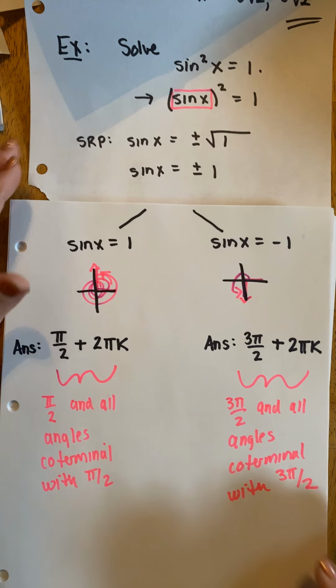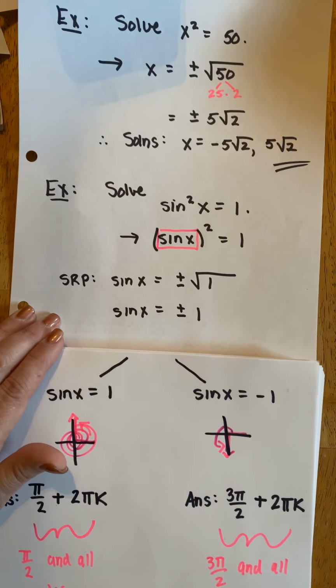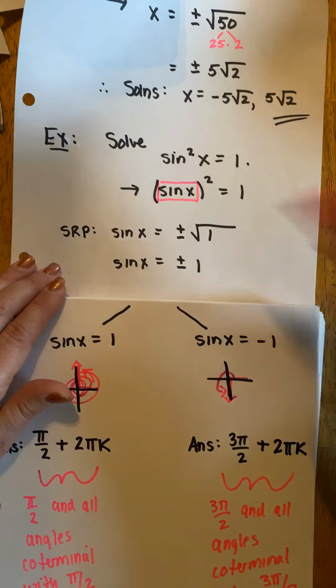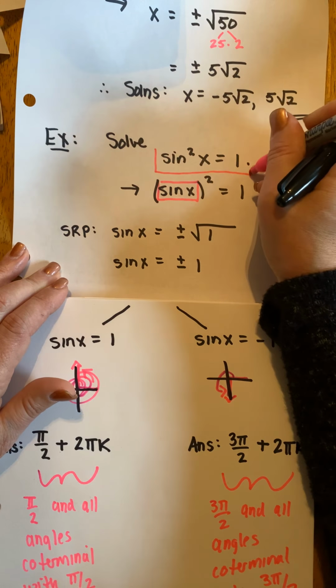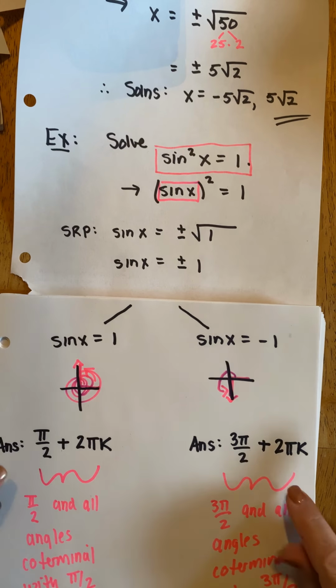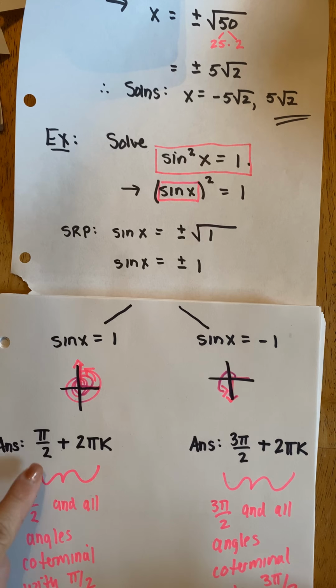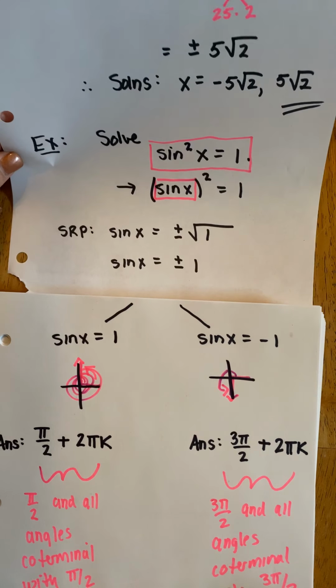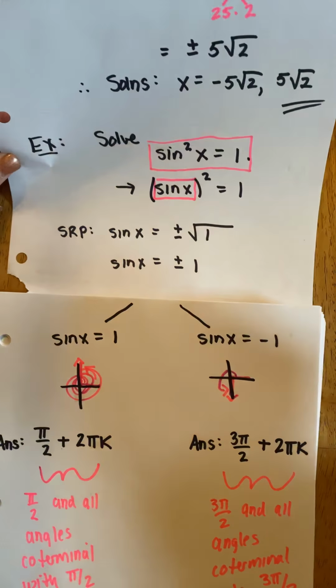So this original equation, whoops, where are we? Right here, sine squared of x equals 1, we're looking for angles such that when we square the sine, we get 1. And there's infinitely many solutions: all angles coterminal with pi over 2, and all angles coterminal with 3 pi over 2. We have to be careful though, because sometimes the question will say find all solutions, or it'll just say solve. In that case, it's looking for all solutions.